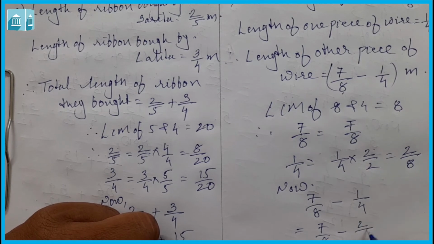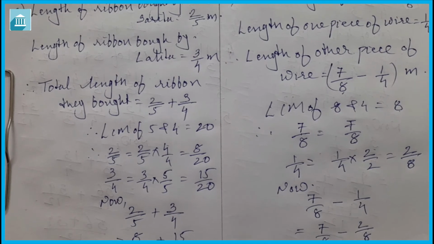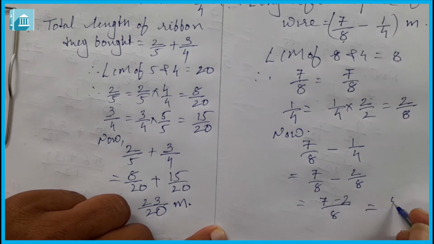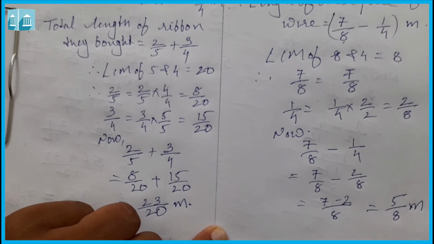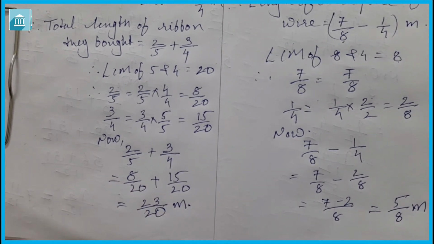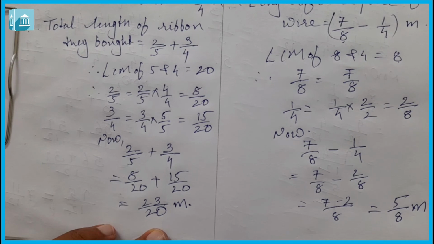minus 2 by 8, which is equal to 7 minus 2 upon 8, which is equal to 5 by 8 meter. So the other piece is 5 by 8 meter long. Here also we did the same thing as we do in subtraction. First we find the LCM and then we subtract.